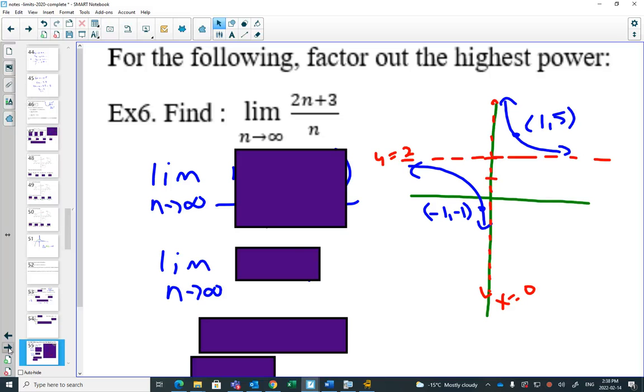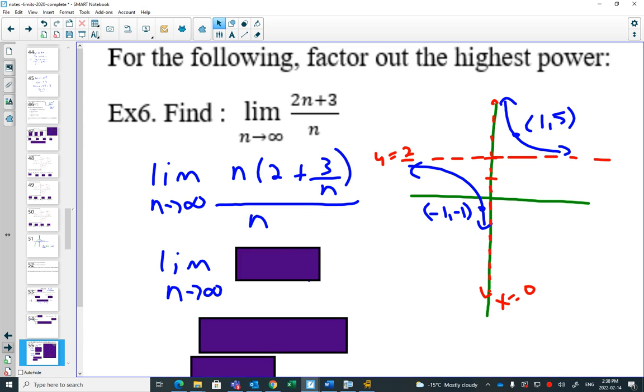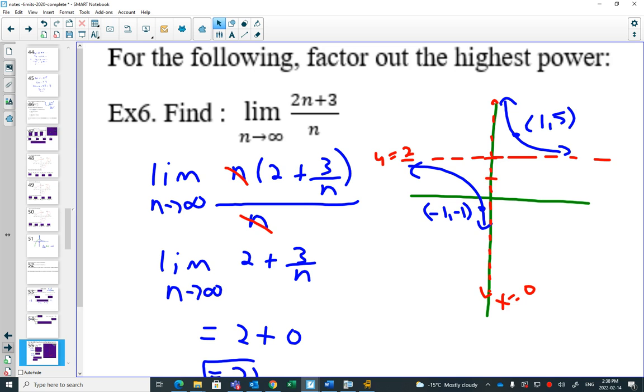If we want to formally show our work, we divide an n out of the top so that that n simplifies with this n. And then your limit just becomes the limit as n goes to infinity of 2 plus 3 over n. Well, 2 plus 3 over n, this part, anytime you're dividing by infinity, that's going to be 0. So your limit is 2.